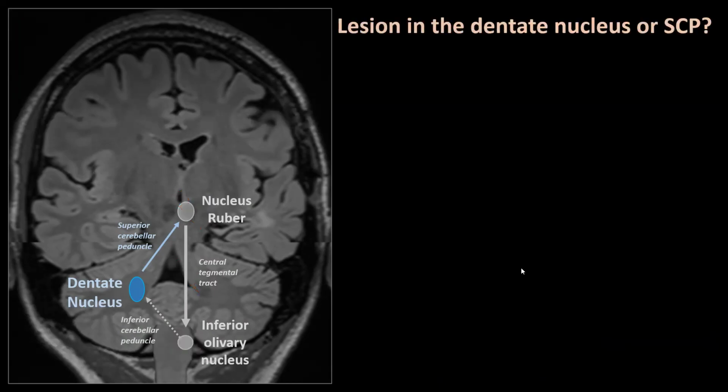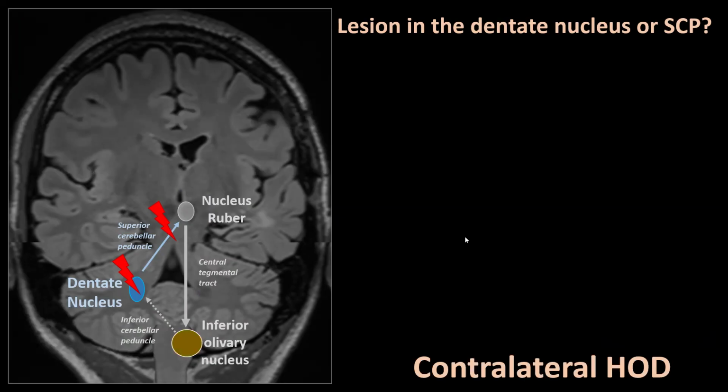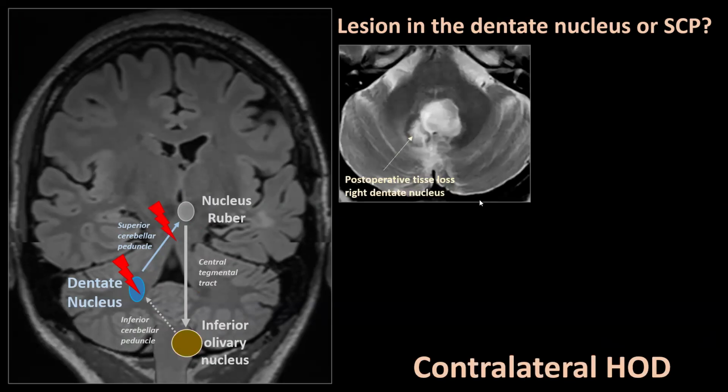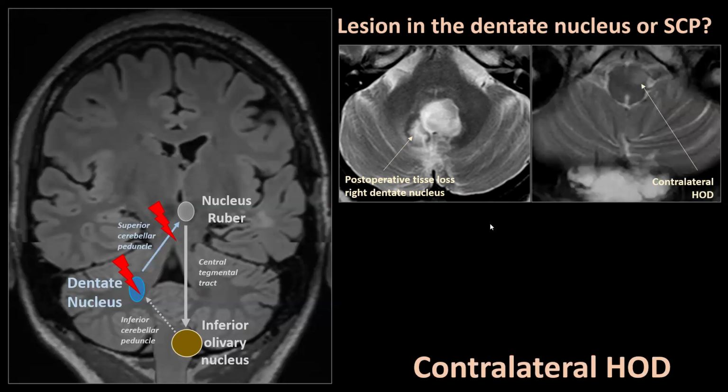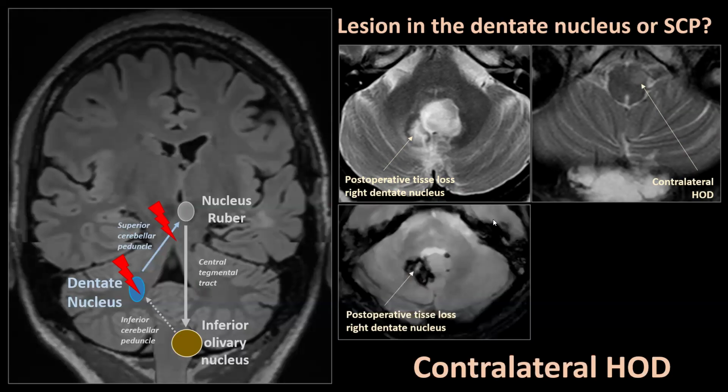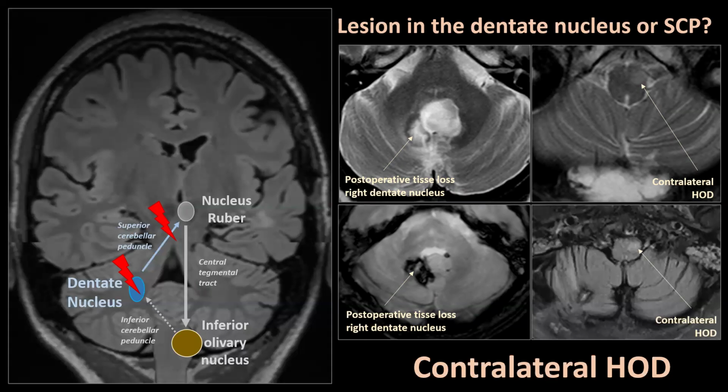If you have a lesion in the dentate nucleus or in the superior cerebellar peduncle, you will get hypertrophic degeneration of the contralateral inferior olivary nucleus. Here's an example. This was a patient with postoperative tissue loss in the right dentate nucleus with the development of a contralateral HOD. And in this patient, we see that the patient suffered an old hemorrhage in the right dentate nucleus, and this patient also had a contralateral HOD.